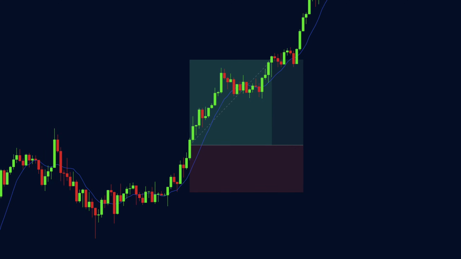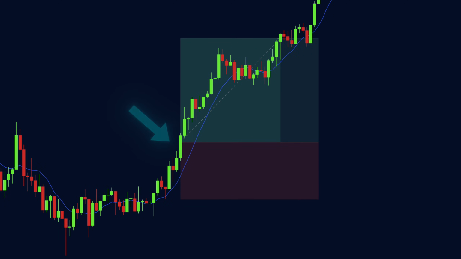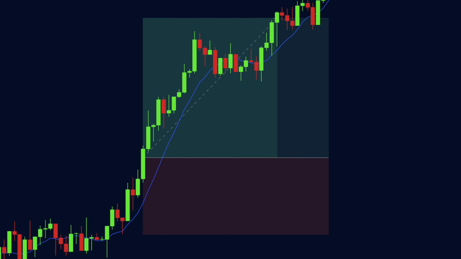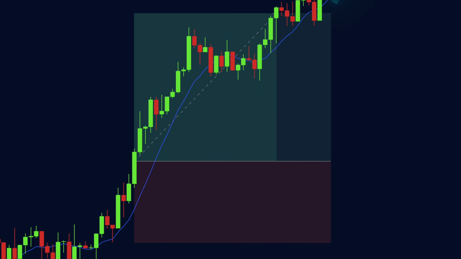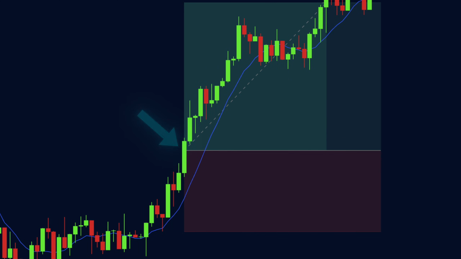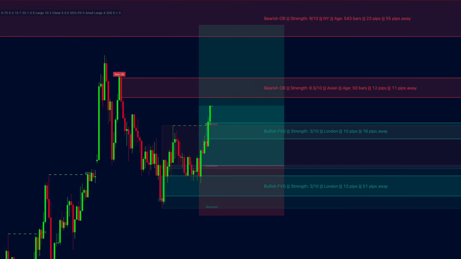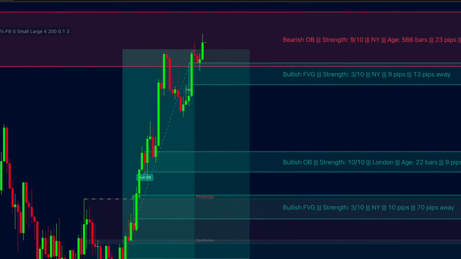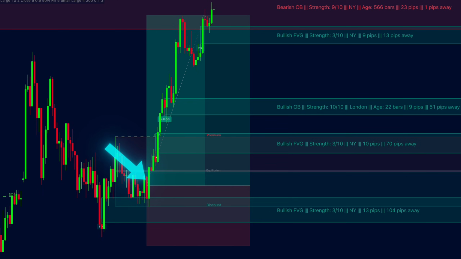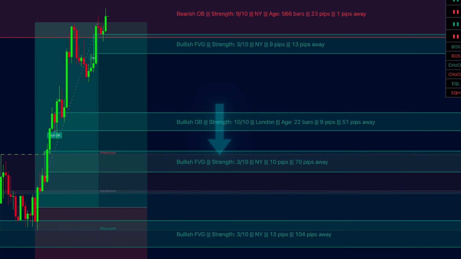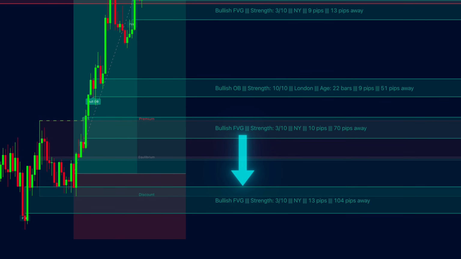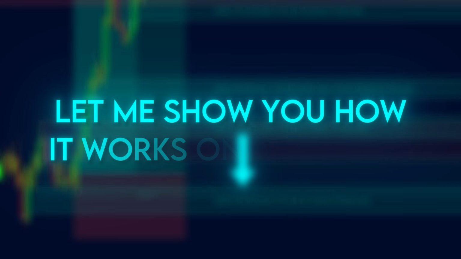You know what's wrong with most trading indicators? They give you signals, arrows, and lines, but they never explain why price is moving the way it is. So traders end up buying too late, selling too early, and getting stopped out in places that should have worked. That's exactly what this indicator is designed to fix. Instead of guessing entries, it shows you how the market is structured, where big players stepped in, and where price is most likely to react again. Let me show you how it works on the chart.